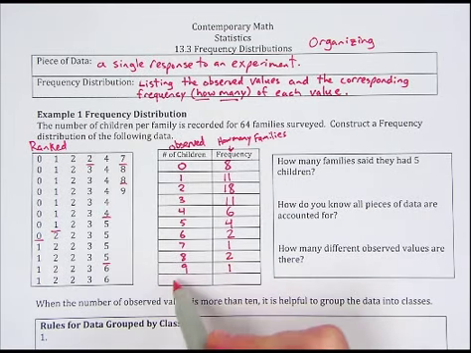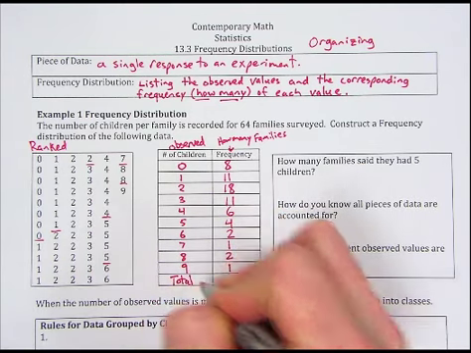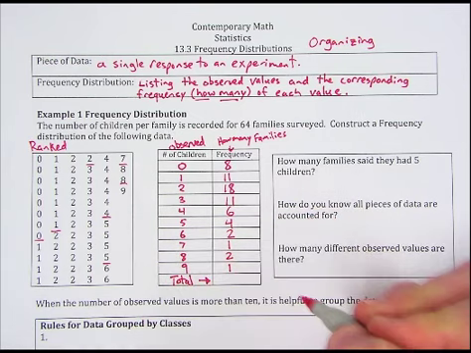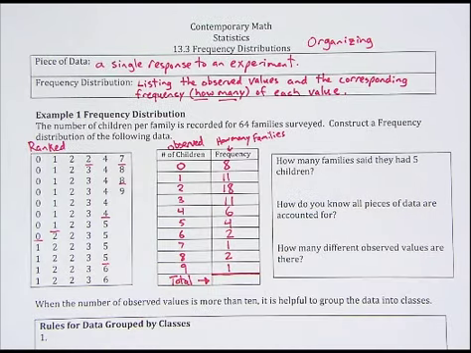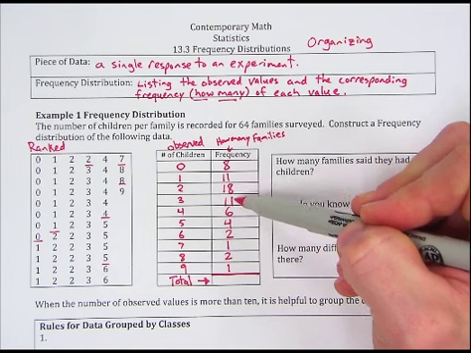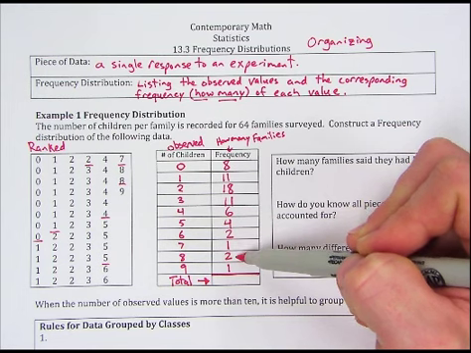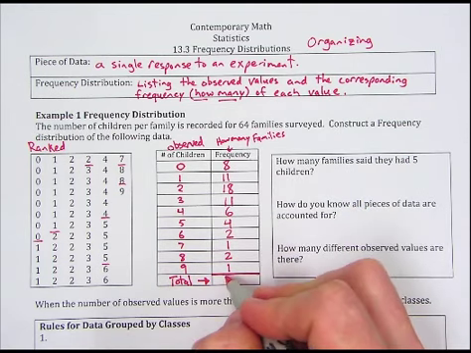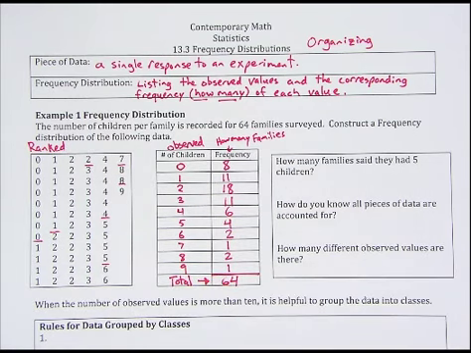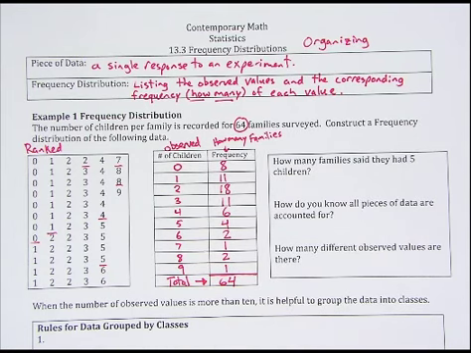Now what I've done is I've left a little extra space down here, and I want to find the total of all the frequencies. And we're going to add them up just to make sure that we have every family accounted for and we didn't make any mistakes. So we're just going to add these up here. 8, plus 11, plus 18, plus 11, plus 6, plus 4, plus 2, plus 1, plus 2, plus 1. And we get a total of 64. And if we check back at the beginning, there were 64 families surveyed, so we know they're all accounted for.